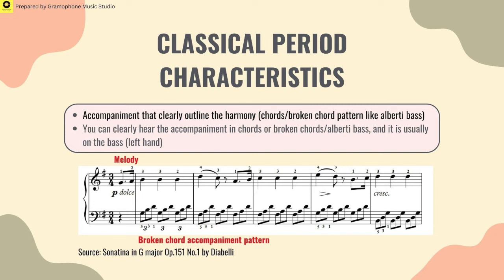In the Classical period, you can clearly hear the accompaniment pattern in chords or broken chords or Alberti bass. It is usually in the bass, played by the left hand. Let's listen to this example, Sonatina in G major Opus 151 No. 1 by Diabelli.